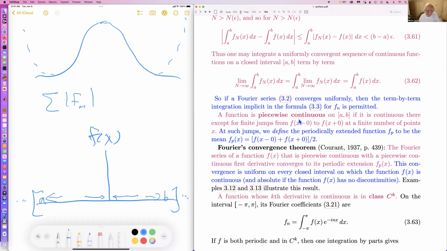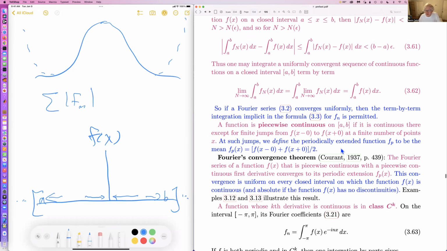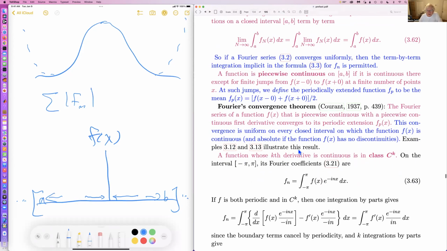Now, this is a definition: a function is piecewise continuous on an interval if it is continuous there except for finite jumps. And I should have said, except for a finite number of finite jumps. Well, except for finite jumps at a finite number of points. So that's the same thing. At such jumps, we define the periodically extended function to be the average of the function just below the jump point and just above the jump point.